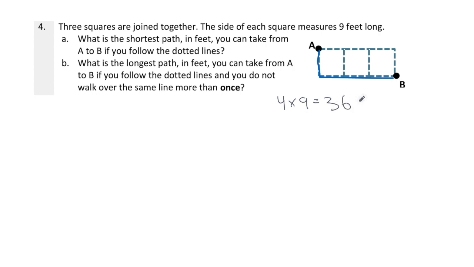Now let's do part B. For part B, we have to figure out the longest path. The longest path will look something like this. As you can see, this path covers 6 sides and each side is 9 feet, so we can do 6 times 9 to get the length of the longest path, which is 54. So the answer to part B is 54 feet.